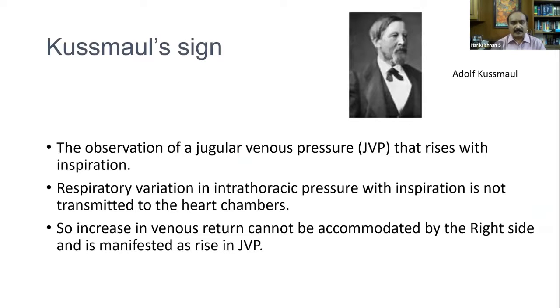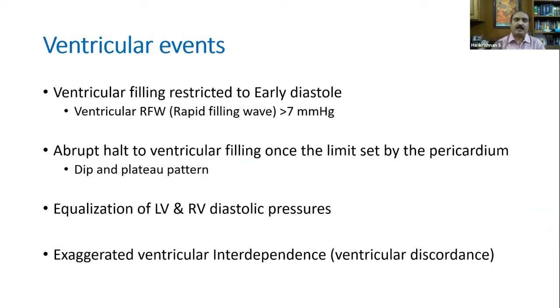Coming to Kussmaul sign, the observation of a jugular venous pressure that rises with inspiration. What happens is that the respiratory variation in intrathoracic pressure with inspiration is not transmitted to the heart chambers. So whatever increase in venous return cannot be accommodated by the right side, and it is manifested as a rise in JVP.